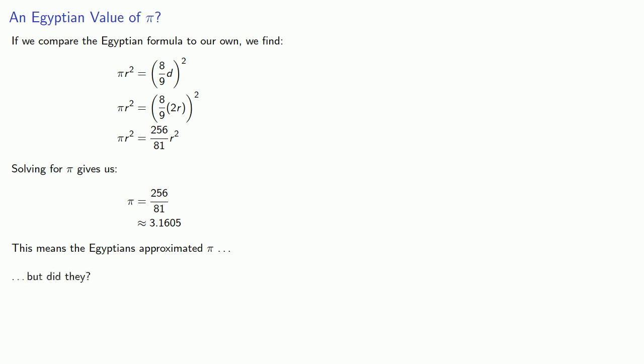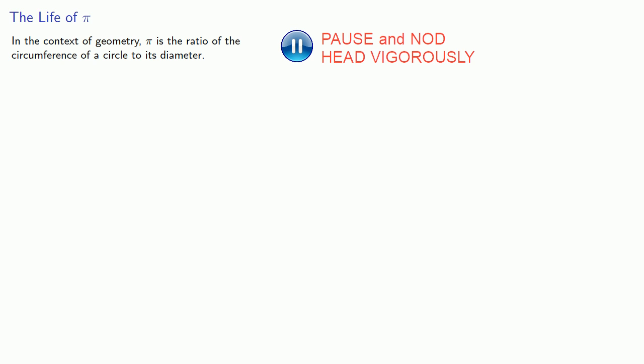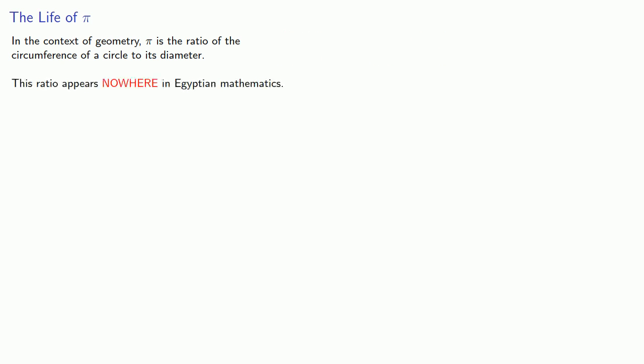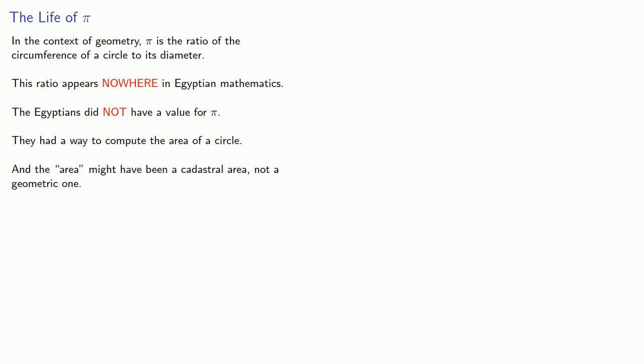But did they? And here's the thing to remember. In the context of geometry, pi is the ratio of the circumference of a circle to its diameter. This ratio appears nowhere in Egyptian mathematics. At no point do the Egyptians ever compare the circumference of a circle to its diameter. And so we have to say that the Egyptians did not have a value for pi. They had a way of computing the area of a circle. And the area they found might have been a cadastral one, not a geometric one.